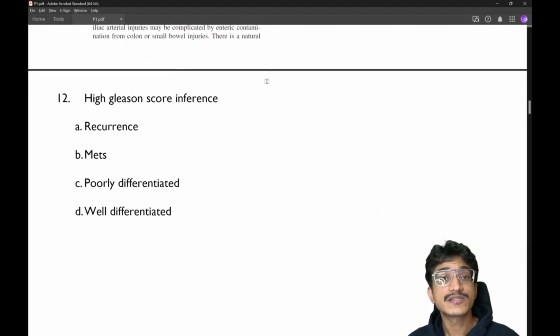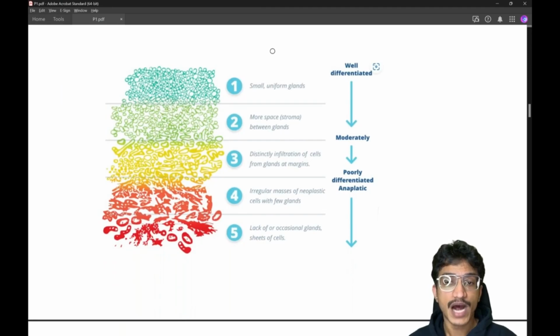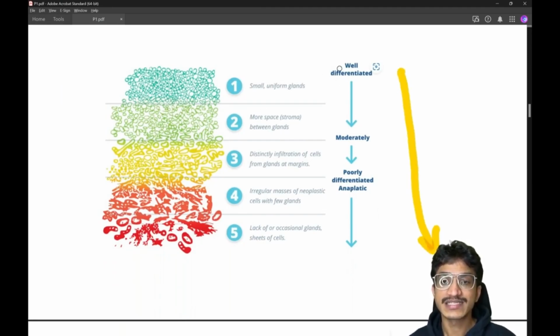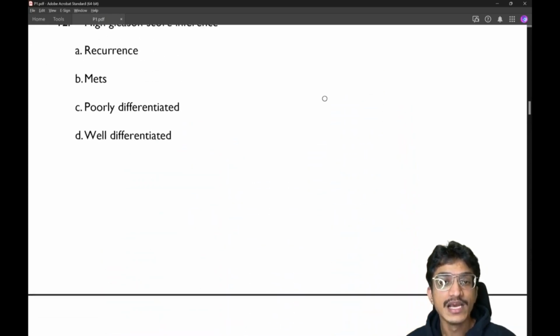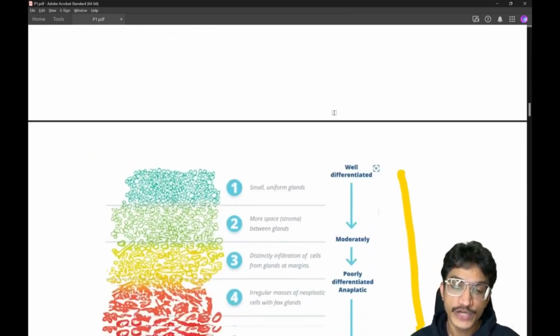Now, high Gleason score inference. This is something I have taken from an article: the more the Gleason score increases, it suggests that the cancer is of a more poorly differentiated category. So in this case also, high Gleason score inference shows a poorly differentiated kind of tumor.